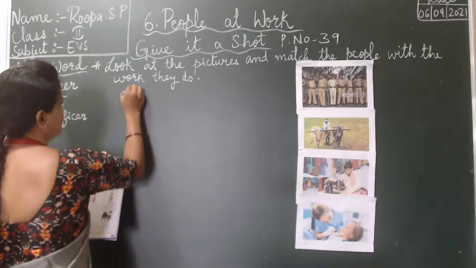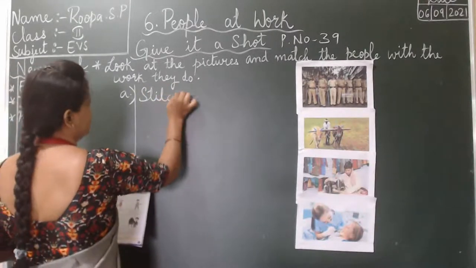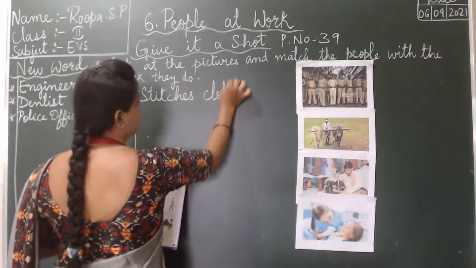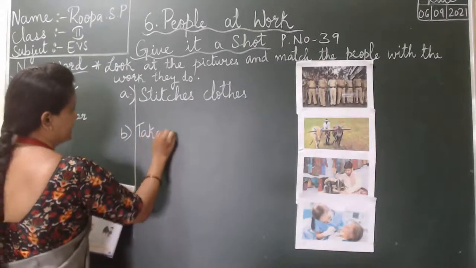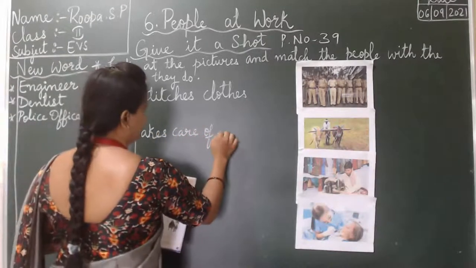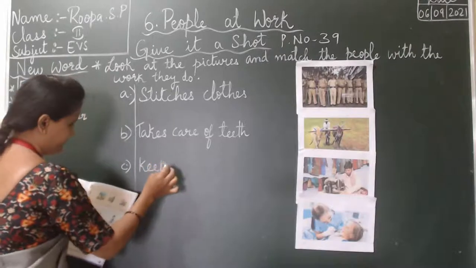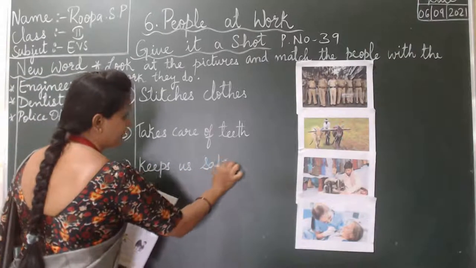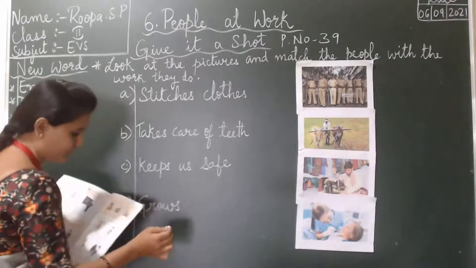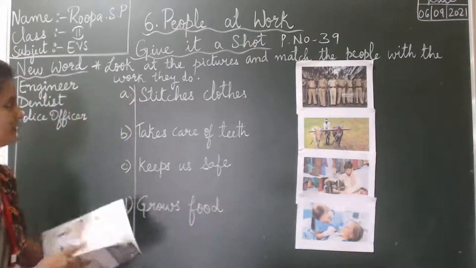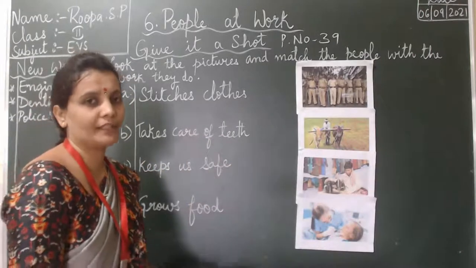First, A. Stitches clothes. Then, B. Takes care of our teeth. C keeps us safe. Then D grows food, crops. These are the work done by the people. We have to match the pictures with the work done by the people.